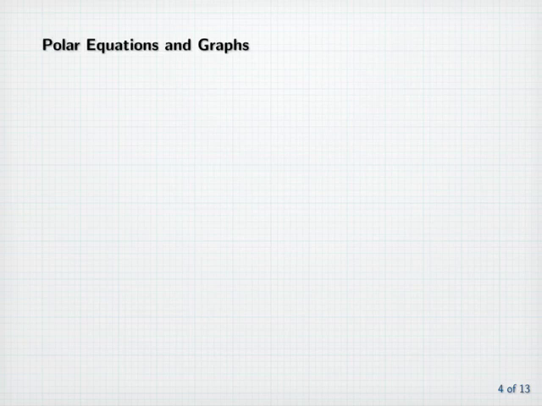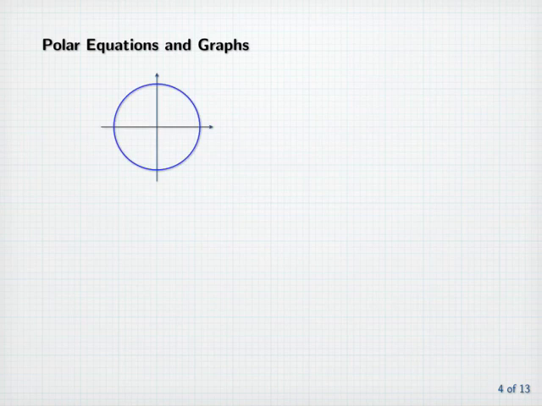Polar equations and graphs. A circle centered at the origin has a very simple polar equation. r equals capital R, where capital R is the radius of the circle. Note that each point on the circle has unique polar coordinates (r, theta) if theta is restricted to the half open interval from 0 to 2 pi, or any other half open interval of length 2 pi.